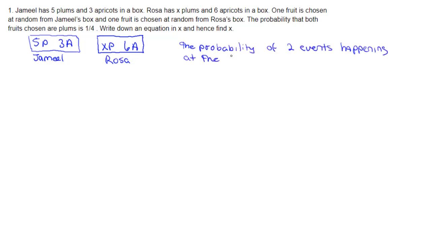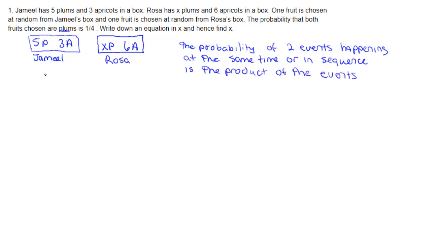Now the probability of 2 events happening at the same time or in sequence is the product of the probability of those events. So for the first box, we've got 5 plums and 8 fruit altogether, so the probability is 5/8. In the second box, we don't know how many plums, but we know it's X, so we can set it up like this, where X is the number of plums and X plus 6 is the total number of fruit. Now what we do is multiply the 2 fractions together, giving us 2 fractions that are equal to each other.